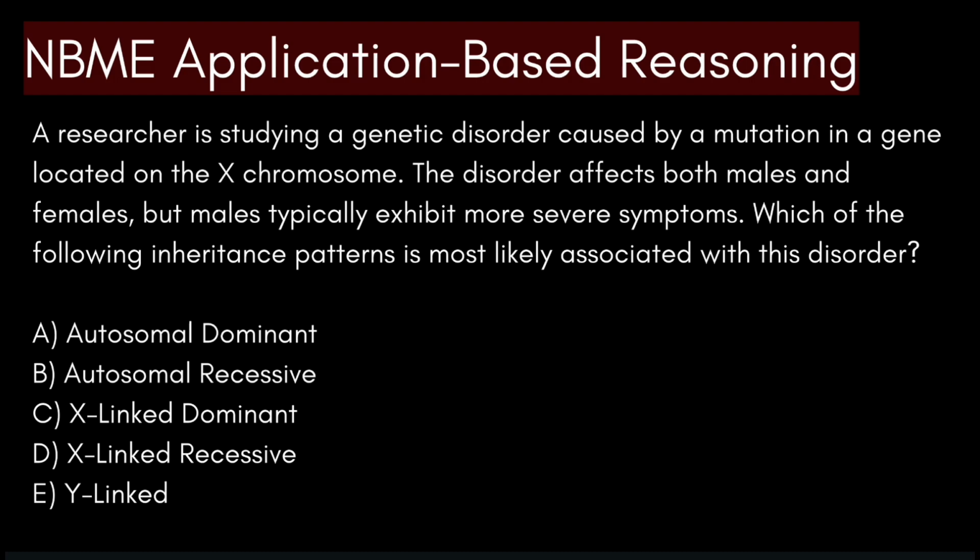A researcher is studying a genetic disorder caused by a mutation in a gene located on the X chromosome. This disorder affects both males and females, but males typically exhibit more severe symptoms. Which of the following inheritance patterns is most likely associated with this disorder? Pretty first order review question, so if you need more time, pause the video. If not, moving on now.